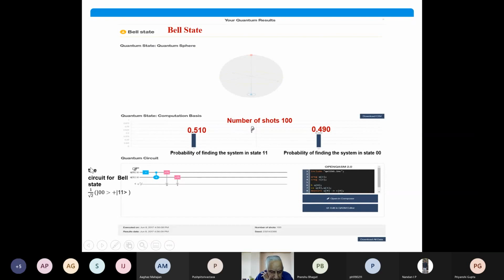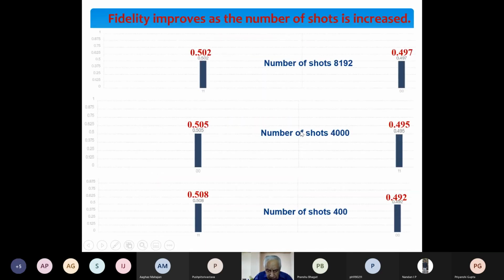Okay, so here is the circuit for the Bell state. You start from a pure state, they are all in pure state. Then you build a Hadamard gate and a control NOT gate and take a measurement on the first qubit and the second qubit. This is the probability of finding the system in state 1, 1, and the probability of finding the system in state 0, 0. The number of shots was 100. If you increase the number of shots, the fidelity improves.